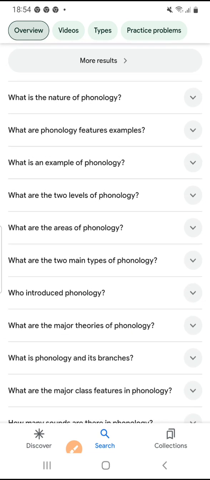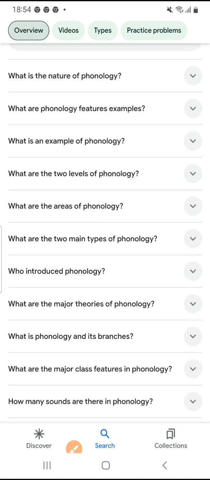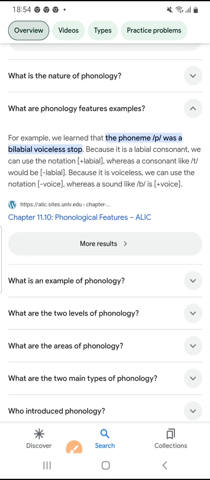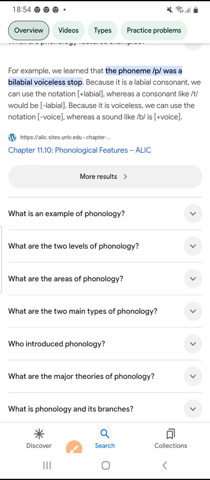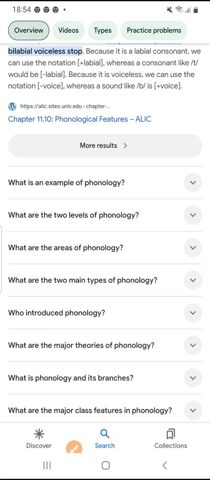Then, what is an example of phonological features? For example, we learned the phoneme P is a bilabial voiceless stop because it is a labial consonant. We can use the notation labial, whereas a consonant like T would be non-labial because it is voiceless. Okay?